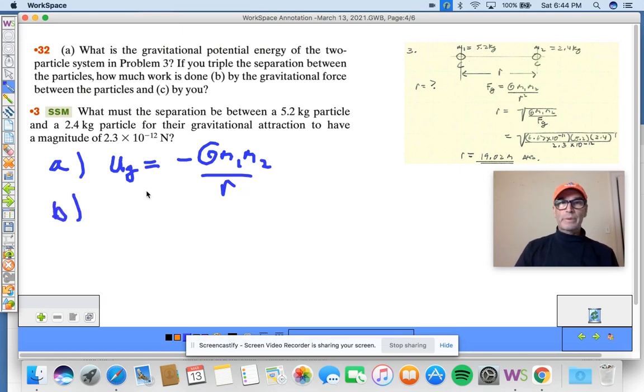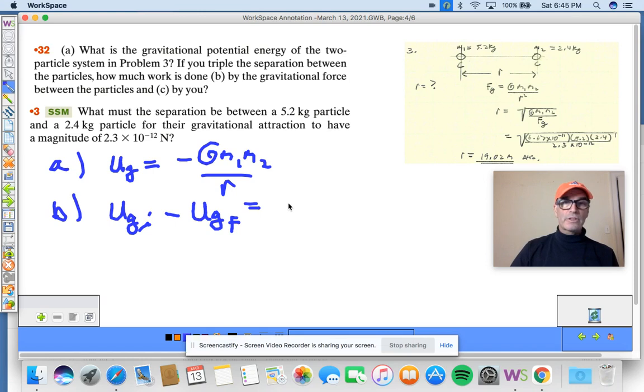Now, if we triple the distance, if we go from 19 to 3 times that amount, what is the work done associated with that? So that'll be the change in potential energy. So we take the potential at the initial position 19 and subtract that from the potential at 3 times the distance. That should give you the change in potential energy or the amount of work done.